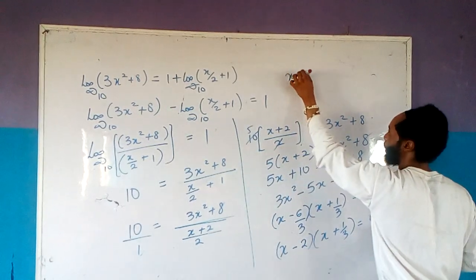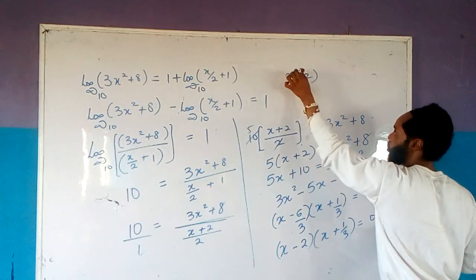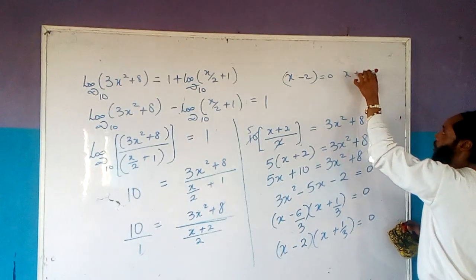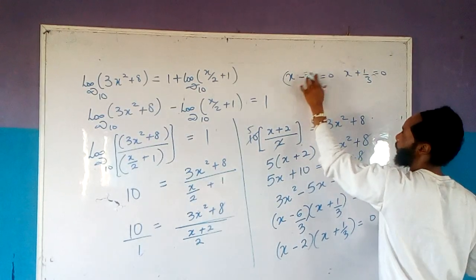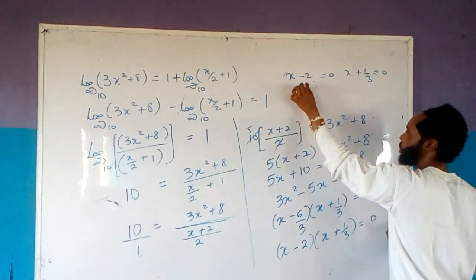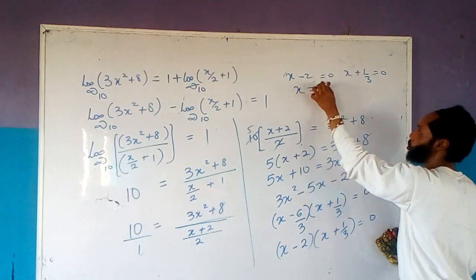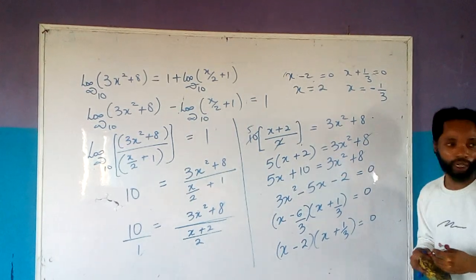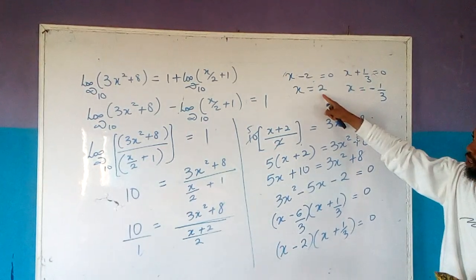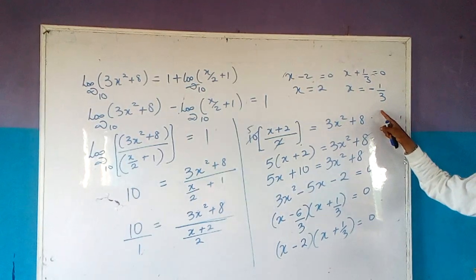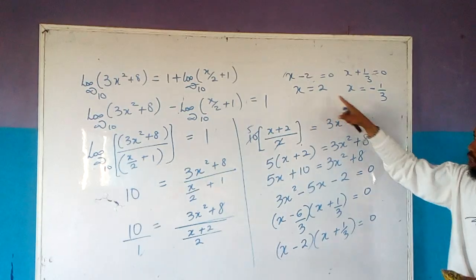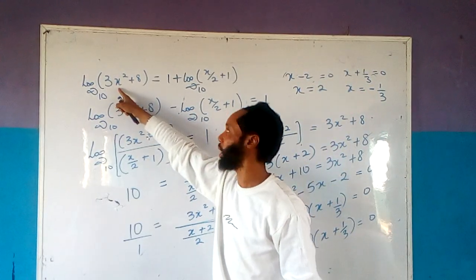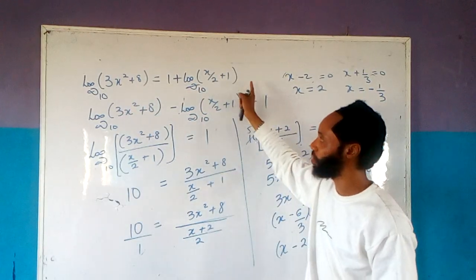I'll write here. x minus 2 equals 0, then x plus 1 over 3 equals 0. That means if we bring this out, we're going to have x equals 2 and x equals negative 1 over 3. Hence, x is what? 2 and x is what? Negative 1 over 3. These are the values of our x: 2 and negative 1 over 3. And if you substitute them here, we should see that you'll get the same answer for both cases.